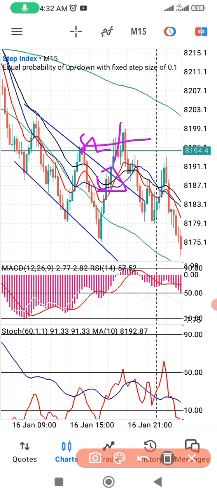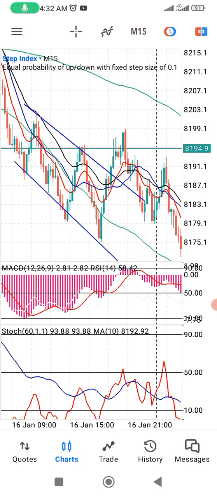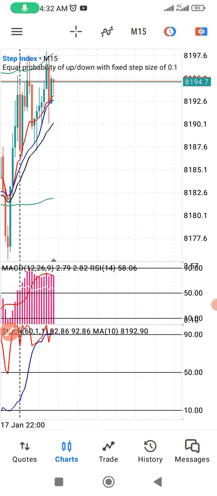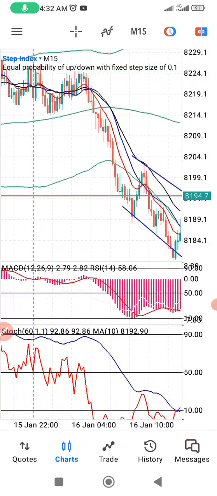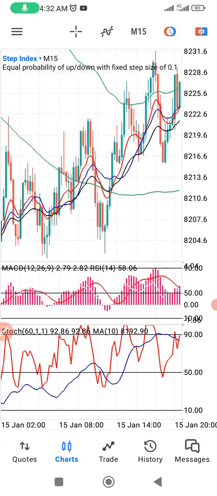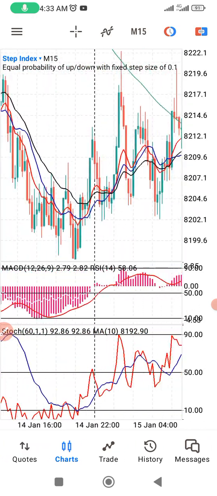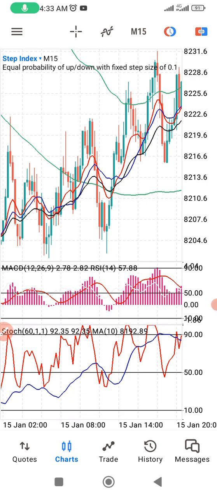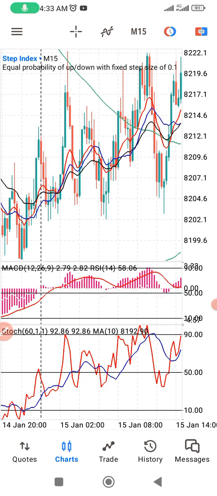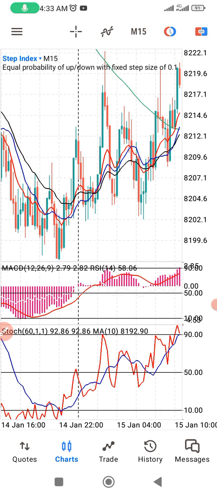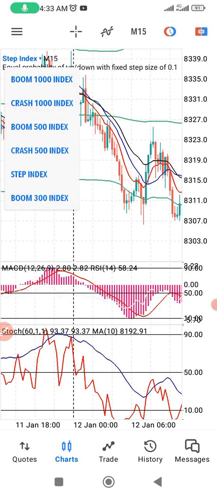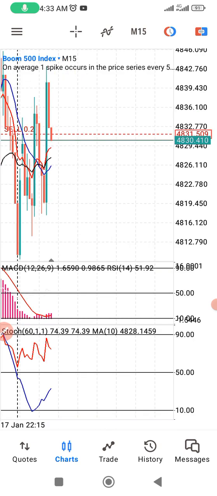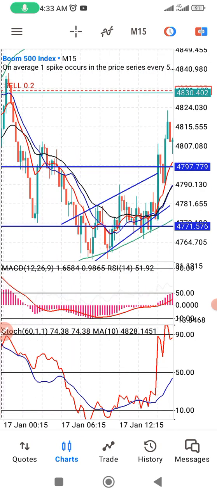Okay? Dynamic liquidity. Now let's look at an example of static liquidity. We need to see where the market is ranging.